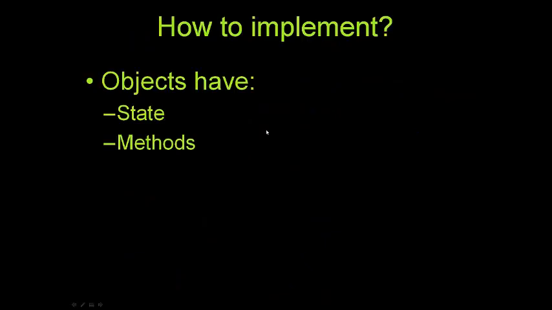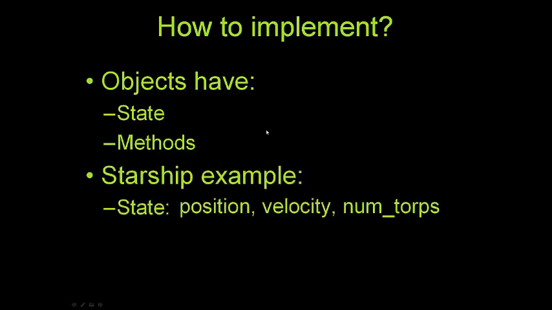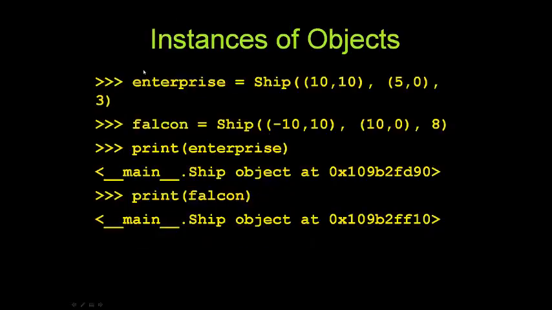Objects have two things in general, the state and the methods that will apply on the objects, right? So in the Starship example, the state will be position, velocity, and number of torpedoes, right? You need to keep track of the position, the velocity, as well as how many torpedoes it has, right? Methods: move, attack, whatever, right? So if the Enterprise, okay, is a ship and it's here and it's traveling at this velocity, has 3 torpedoes, and the Falcon, right, is another ship over here at this velocity with 8 torpedoes, right?